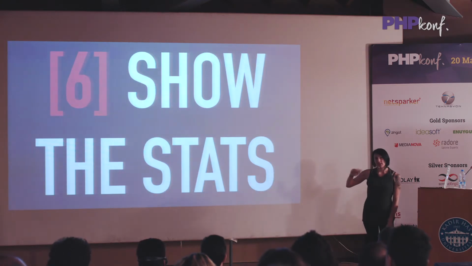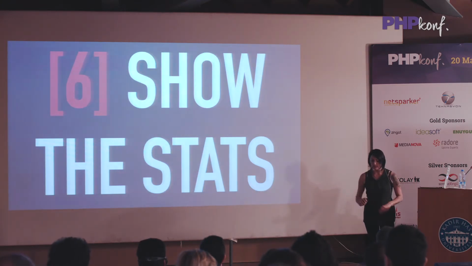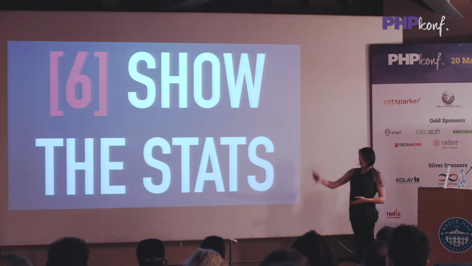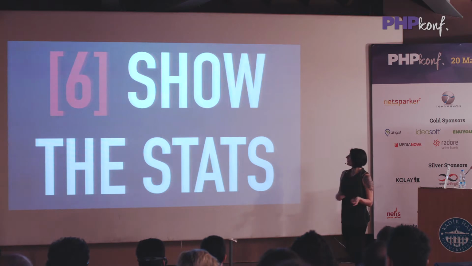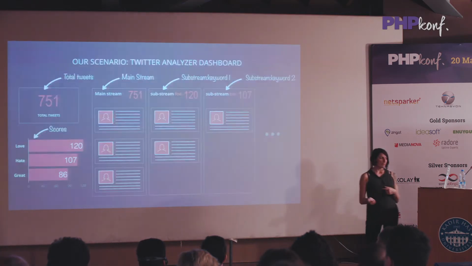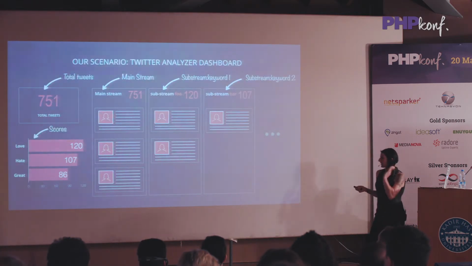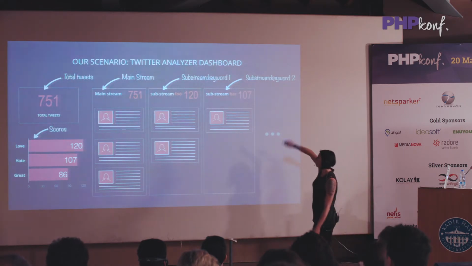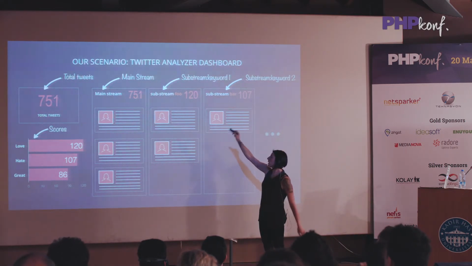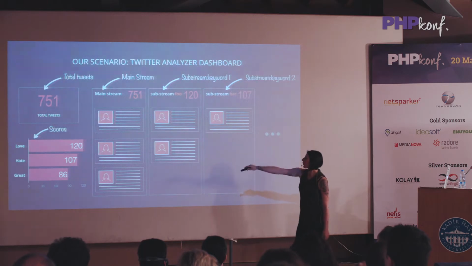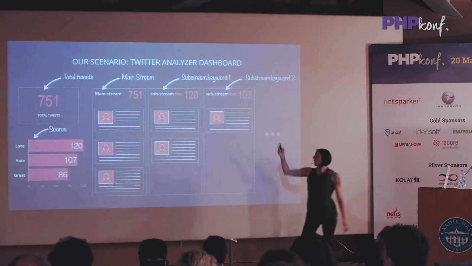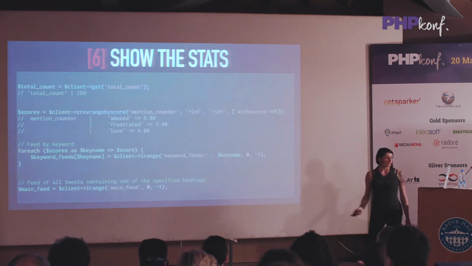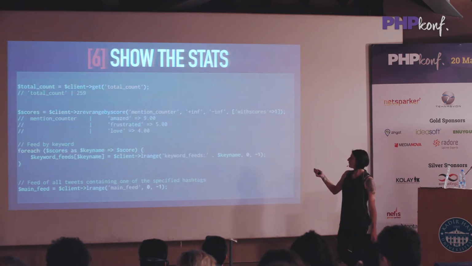Then we need to show the stats. Now we have all the data in the database. We need to pull data to send to the dashboard. Just to remind ourselves, this is what we want. So we have the mainstream, we have the total tweets, we have the scores over there, the substreams, the count of every substream. This is the code to do it.